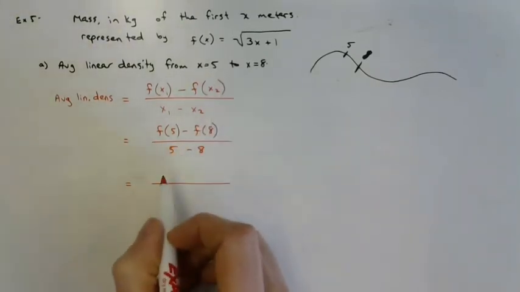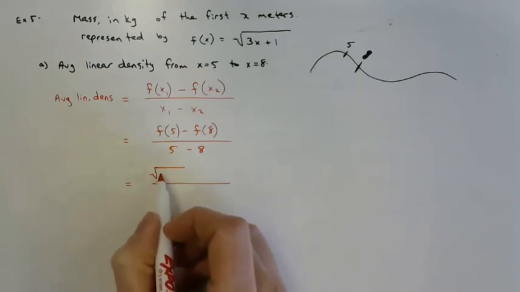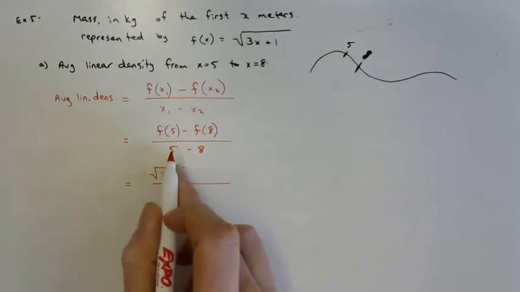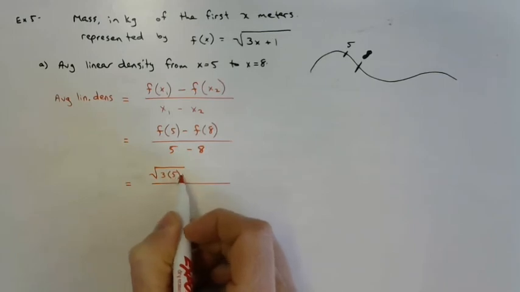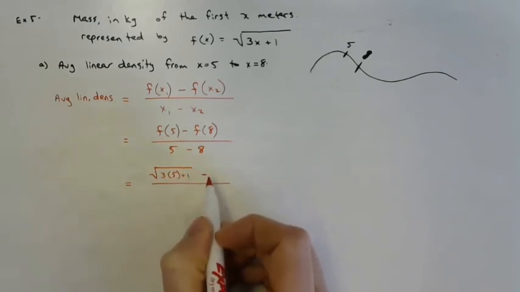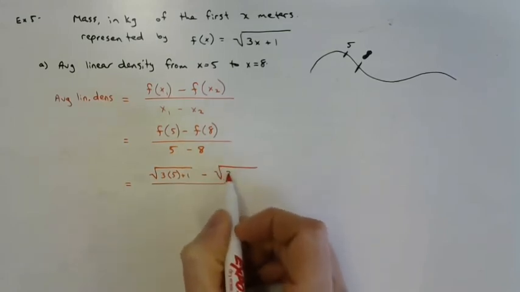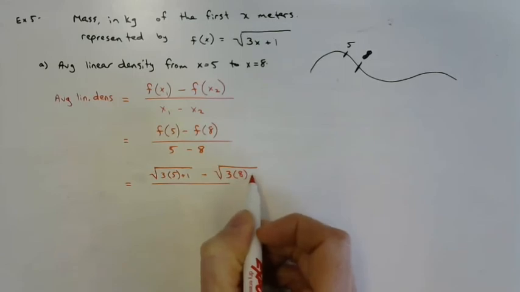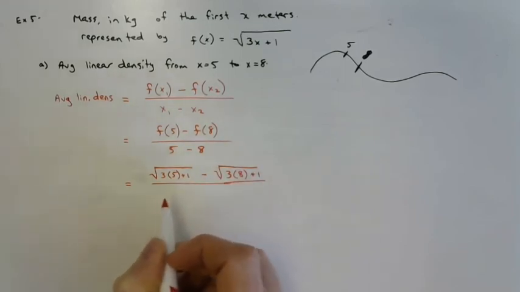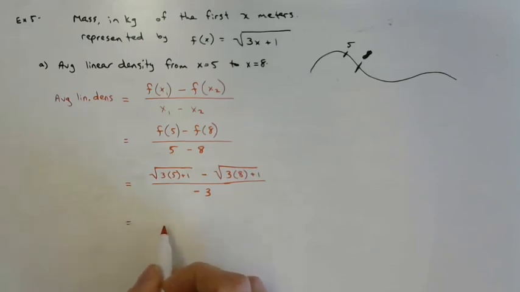So I'm just copying down the function, and everywhere I see an x, I'm going to put 5. So we've got radical 3 times 5 plus 1. That's nice of them. And subtracting radical 3 times 8 plus 1. Also a nice square number. And the denominator is negative 3.